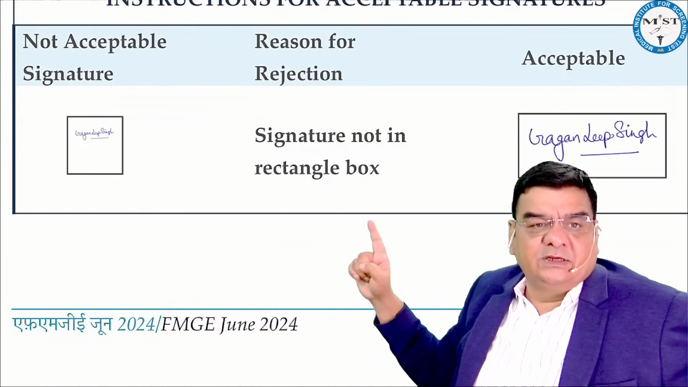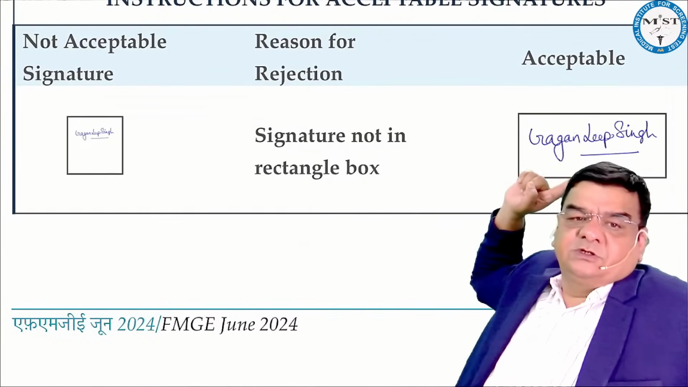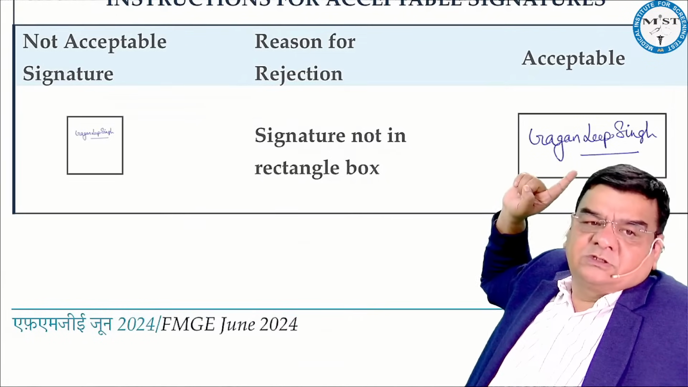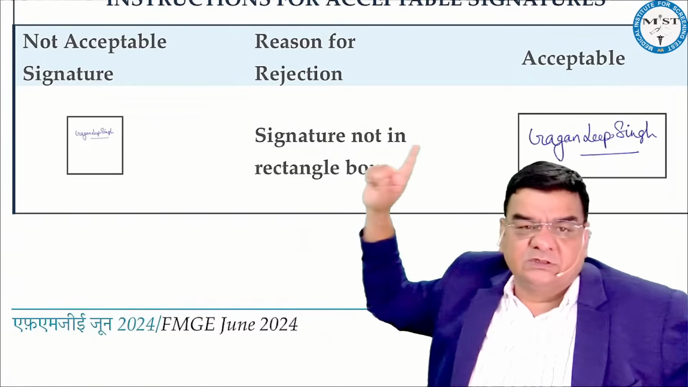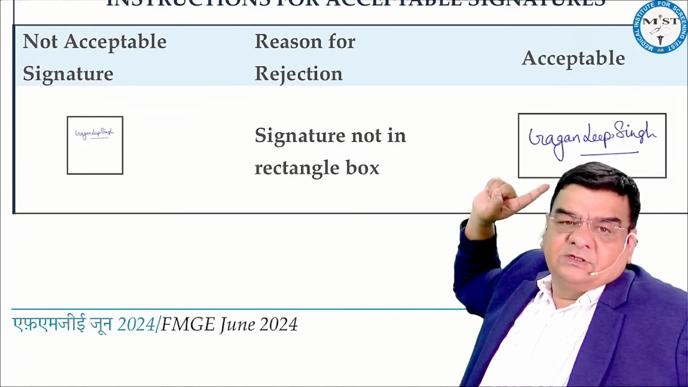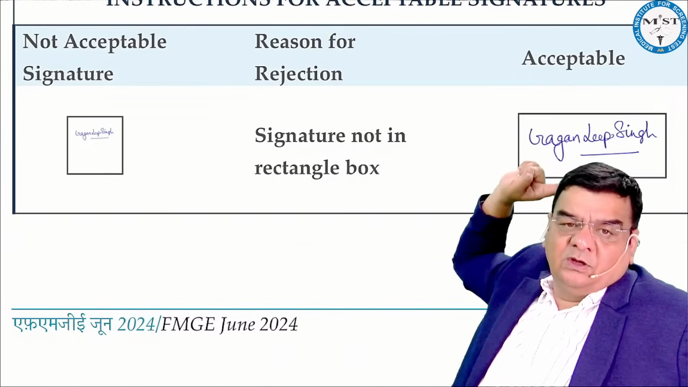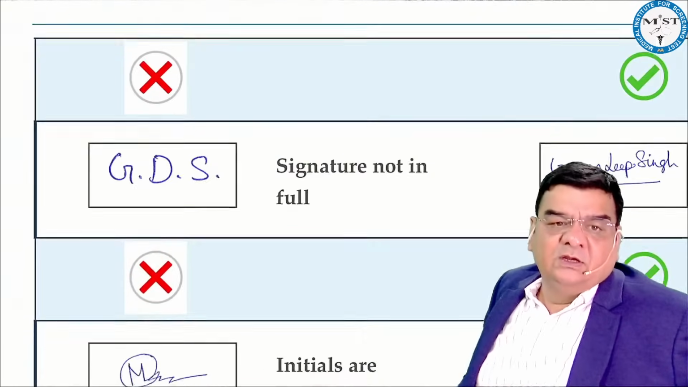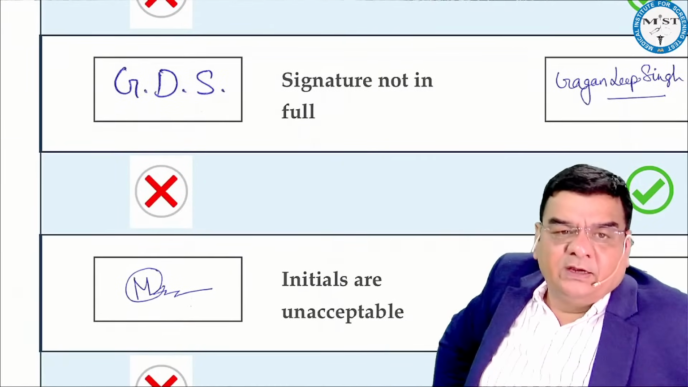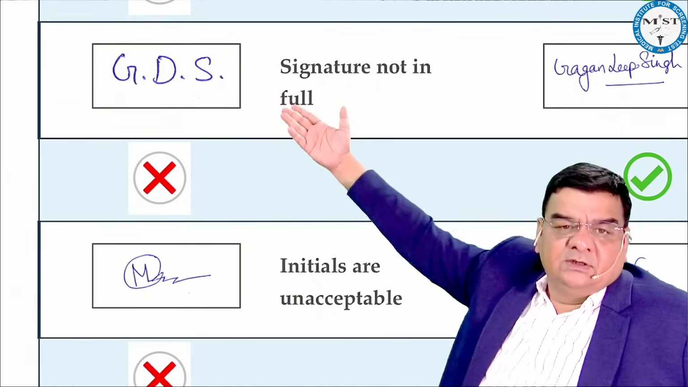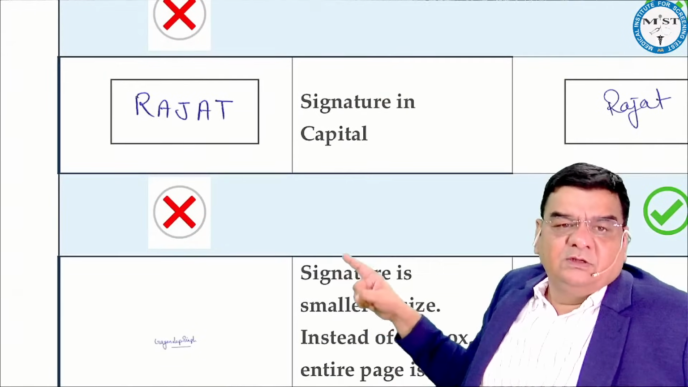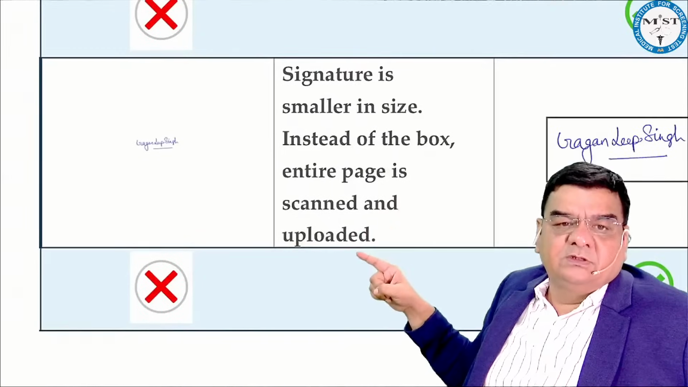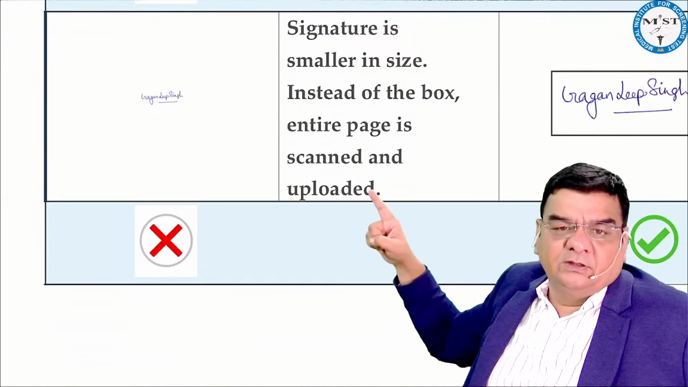Similarly, beta, for the signatures, you have to be careful. The signatures should be coming in the rectangle box. It is not that you have to scan the entire paper. You have to just scan the signature box, which should include all the 4 lines of that box. You cannot just write like this. The signature should be in full. Initials are not at all acceptable. Signatures in capitals are not acceptable. Signature smaller in size. Instead of the box, if the entire page is scanned and uploaded, this is also rejected.